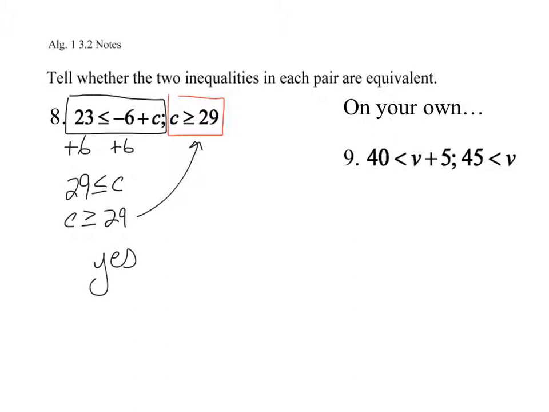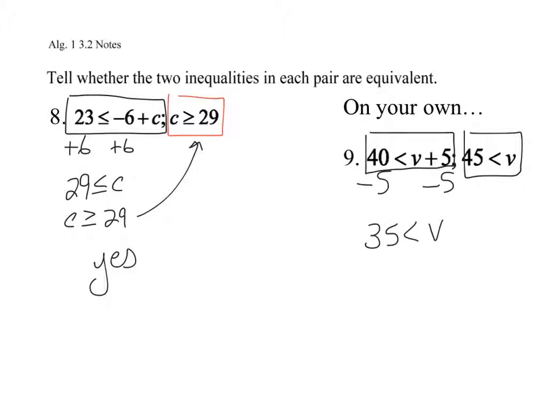Alright. It says for you to try number 9 on your own. I'm going to go ahead and work this one out for you. If you'd like, you can pause the video and try it on your own, but I'm going to explain this through. Again, we're trying to figure out if this side over here is equivalent to this side over here. So in order to do that, I'm going to subtract 5 from both sides of our inequality, and I'm going to get 35 is less than V in that particular case. And that does not equal V is greater than 45 or 45 is less than V. That's different. It's 35 is less than V. So for number 9, we would say no.